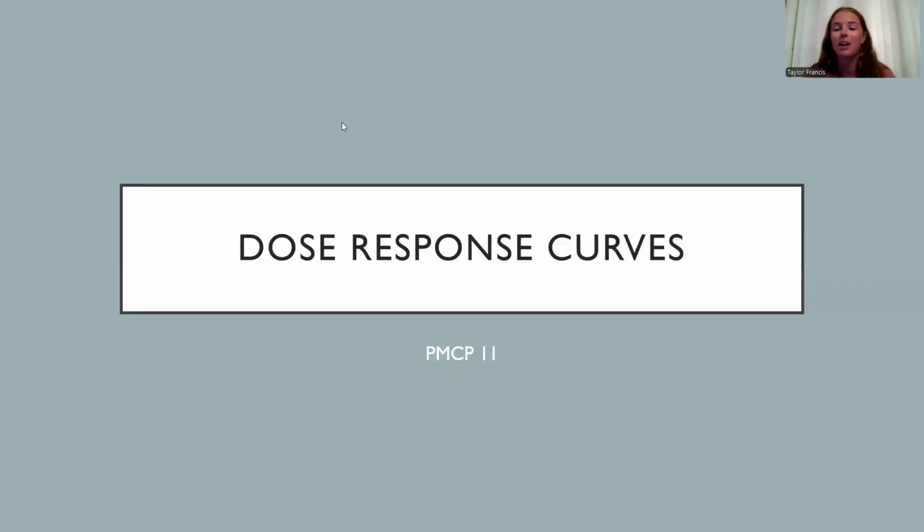Hey guys, my name is Taylor, and I'm going to be talking to you guys about dose response curves for your MedChem 2 class. So we're going to talk about a couple things today. The first thing we're going to start off with is just some basics about dose response curves that you'll need to be able to read graphs correctly.